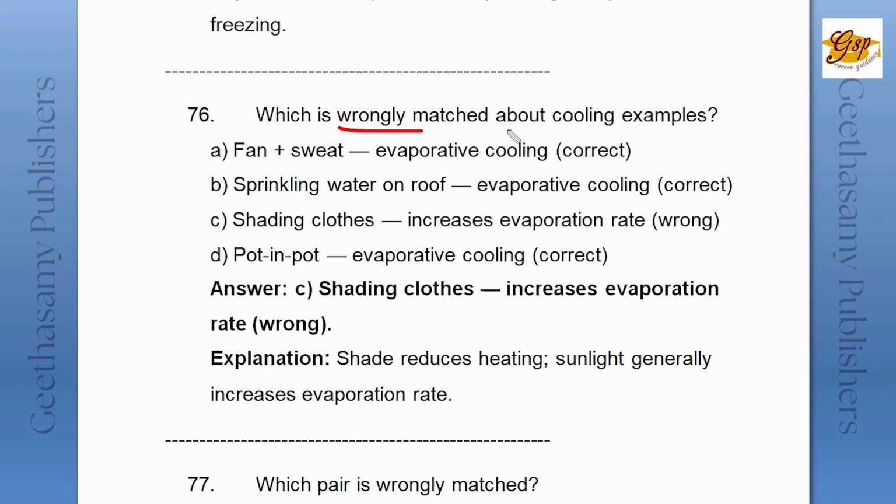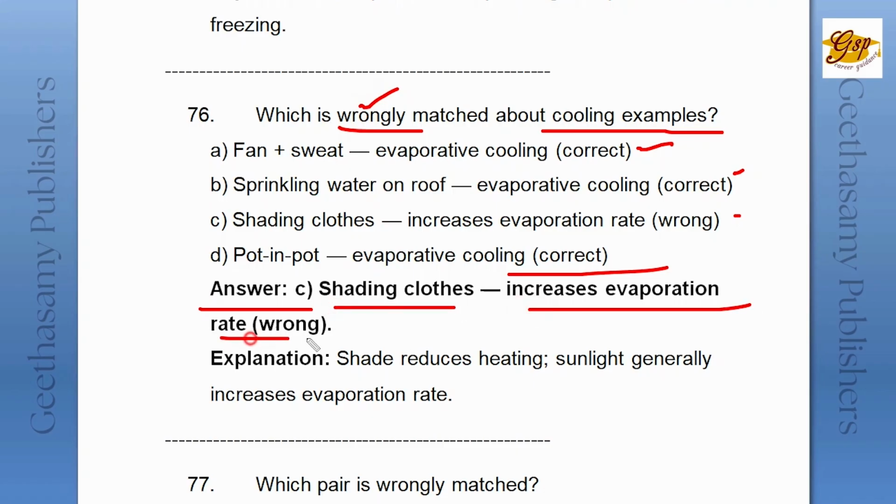Again, which is wrongly matched about the cooling examples? Fan plus sweat, evaporative cooling, correct. Sprinkling water on roof, evaporative cooling, correct. Shading cloths increases evaporation rate, wrong. And pot in pot, evaporative cooling, correct. So the wrongly matched one is shading in cloths. It does not increase evaporation, it decreases it, because there is no heating, no sunlight. So the evaporation rate is low.